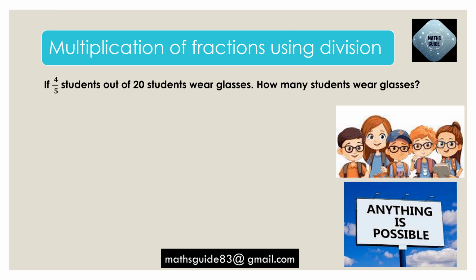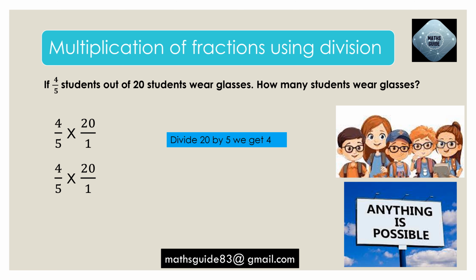Now look at this example. If 4/5 of 20 students wear glasses, how many students wear glasses? So we have to calculate 4/5 of 20. As our first step is to simplify fractions, we can divide any numerator by any denominator if possible. Here you can see 20 is divisible by 5, as 20 is a numerator and 5 is a denominator. As 5 times 4 is 20, and 5 times 1 is 5.